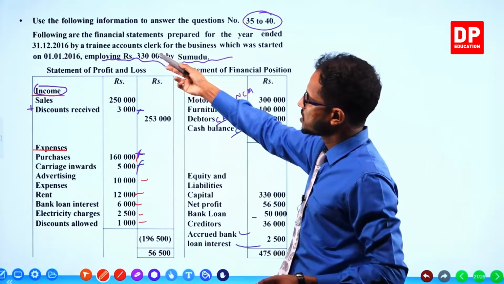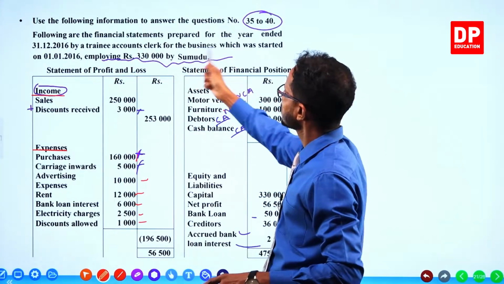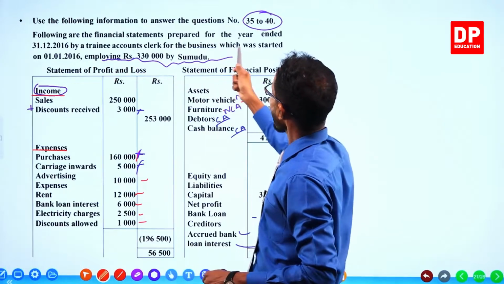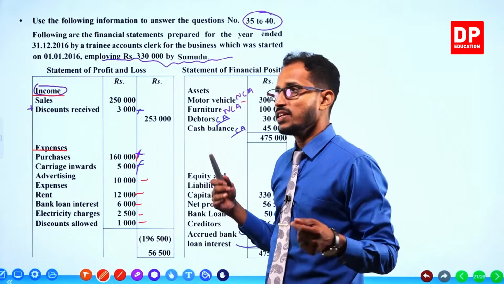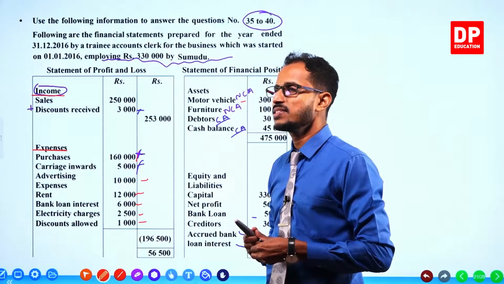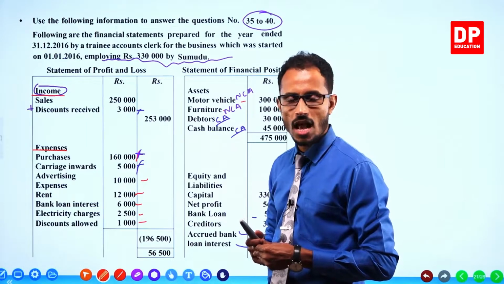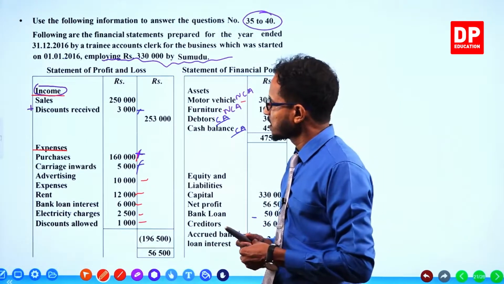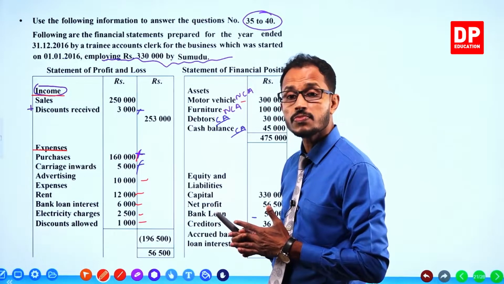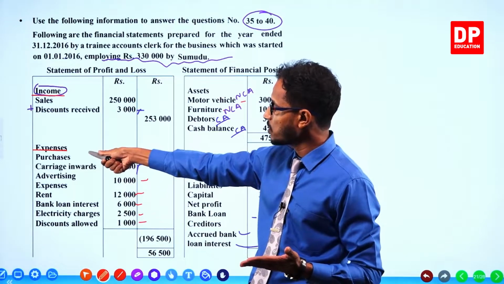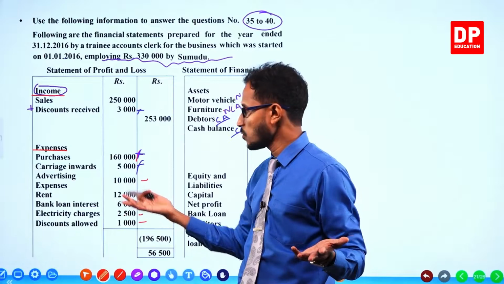Maybe because the business was started newly, there is no opening stock. Yes, the business was started newly, on 1st January 2016. If a newly started business is given to you, there is no opening stock in a newly started business. No, sir, no opening stock. Maybe even a closing stock is not there. No, purchases, carriage inwards. That's it. No opening stock, no closing stock.